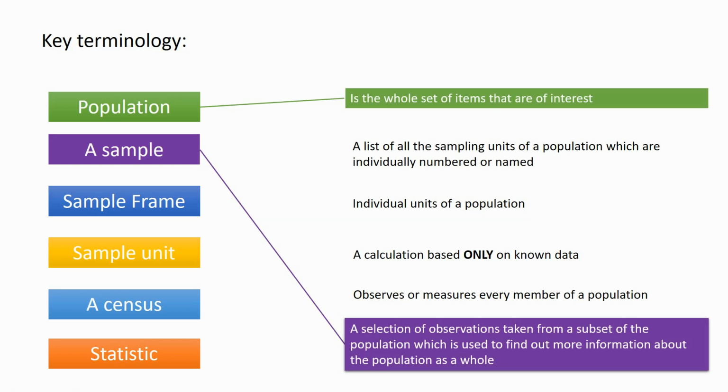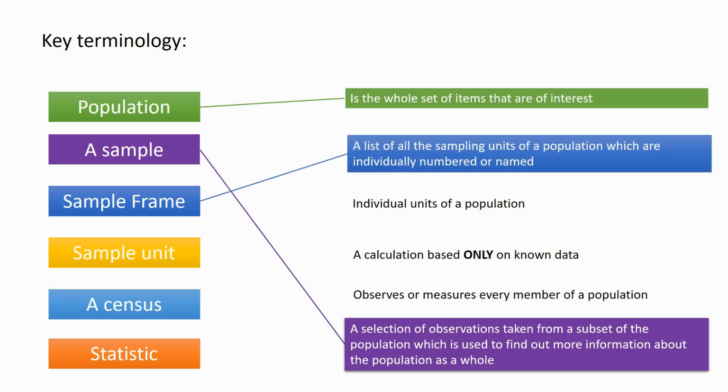Now, sampling frame, I probably should have said sampling frame there rather than a sample frame, but it doesn't really matter. But that is the most important word, or two words, on this screen. Now, that is a list of all the sampling units of a population. So what we mean by that, so let's go to a workplace. So you have everyone in your workplace on a list, and you would assign them a number. Okay, so they are either individually numbered or they're individually named.